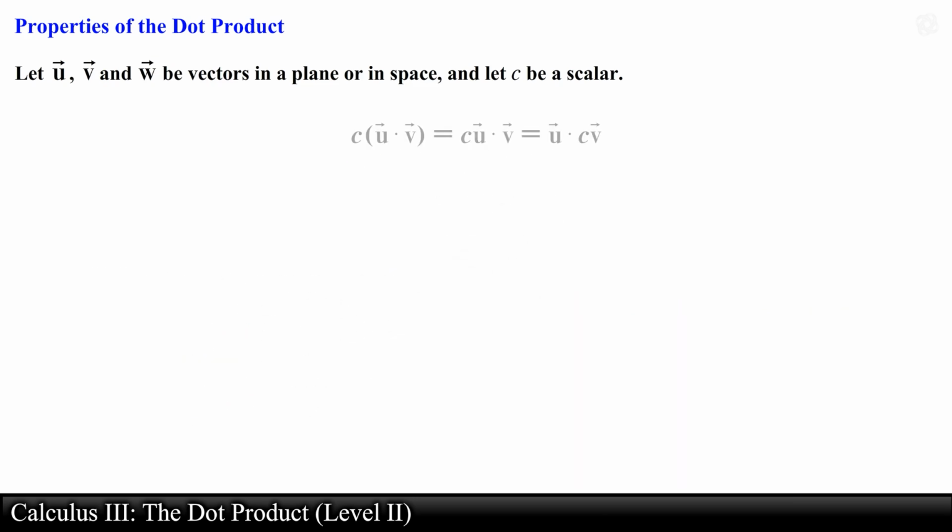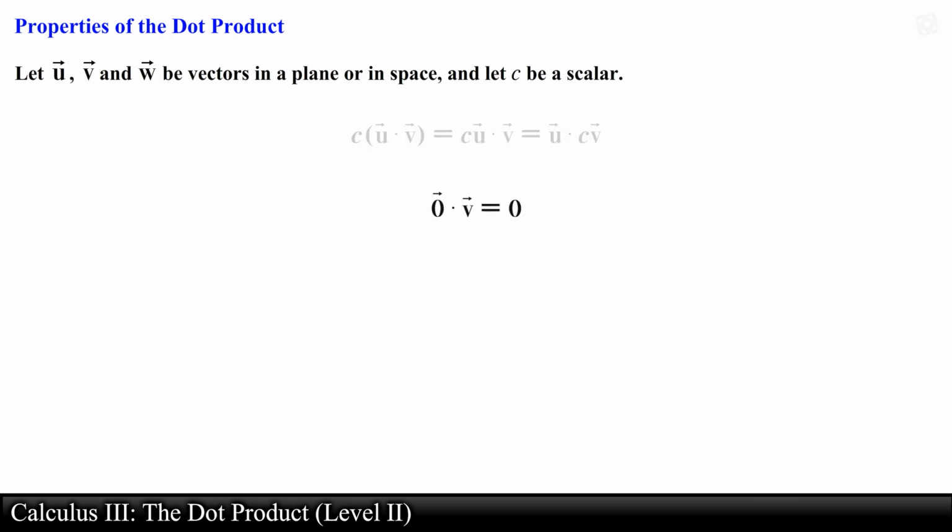The third property is scalar c times the quantity u dot v is equal to scalar c times u dot v, which is also equal to u dot c times v. So essentially, we can multiply the constant to any vector and proceed with computing the dot product. The end result is that one of the vectors gets scaled by a factor of c.